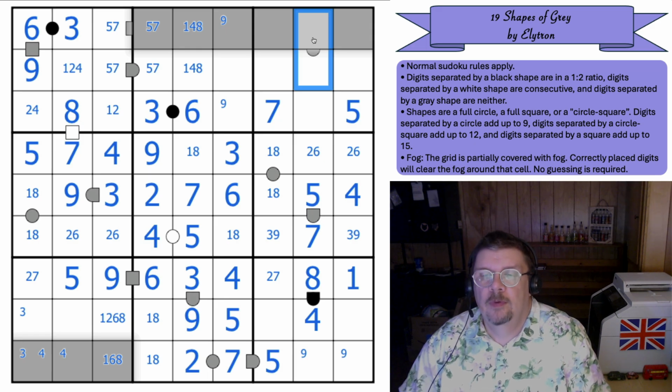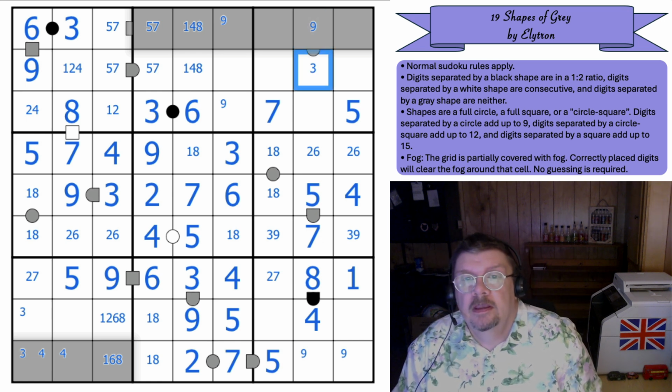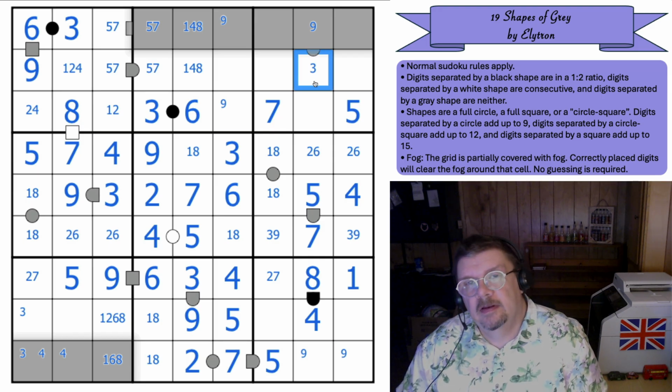All right, we have a grey circle or circle square, so that adds up to either 9 or 12. Okay. If it adds up to 12, it has to be 9, 3, and it would have to be 9 there and 3 there. If it adds up to 9, then it can't be 1, 8, it can't be 2, 7, it can't be 3, 6 by rule, and it can't be 4, 5. So it doesn't add up to 9, it does add up to 12.